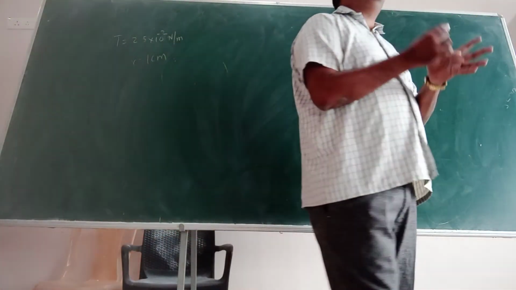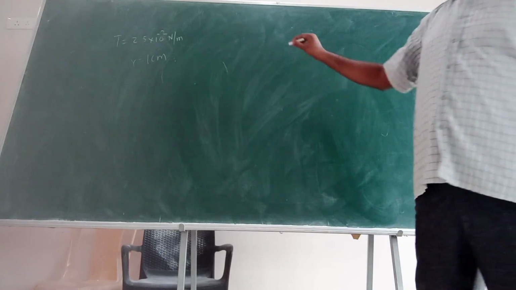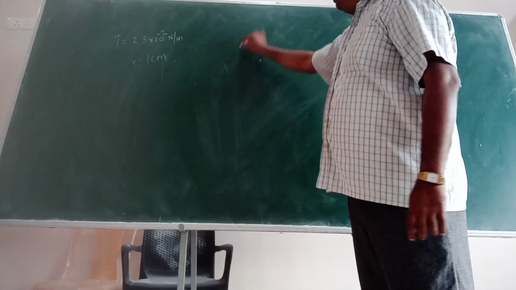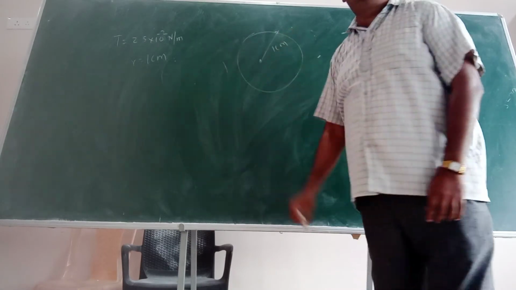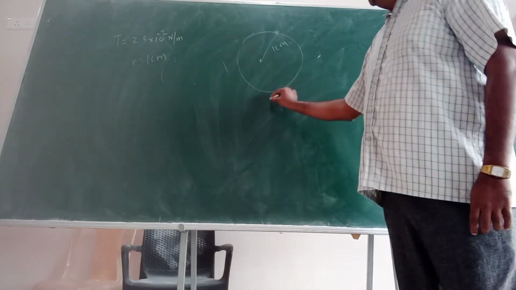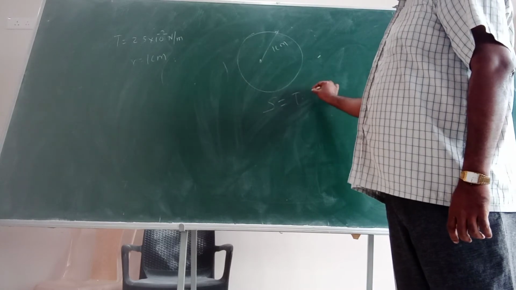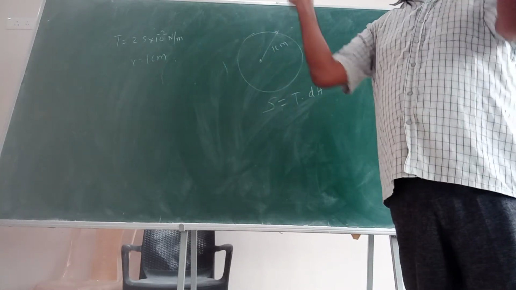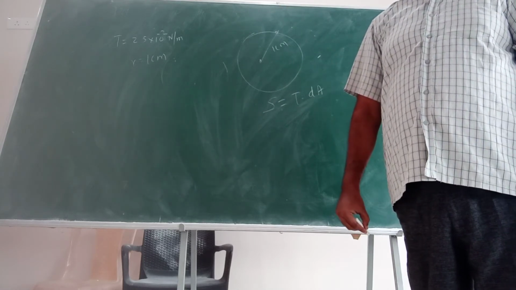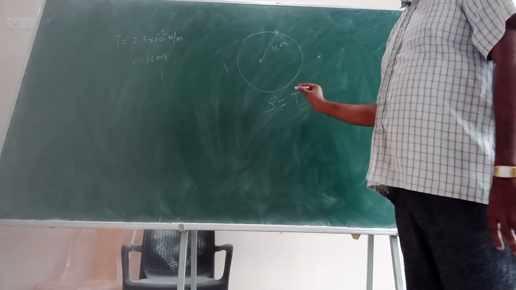Radius is given as 1 centimeter. He is using the word blowing a soap solution. So initially the soap solution was like this. Now it got blown up to 1 centimeter. So what should be your answer? Your surface energy S is equal to T into dA. Initially it was a point. Now it became an umbrella-like surface. Okay? The area of that will be your answer.